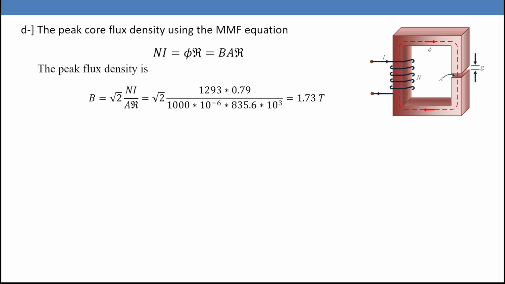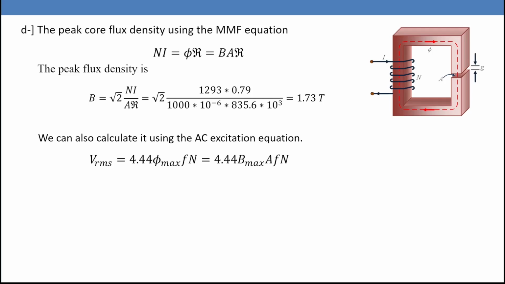So B equals root 2 Ni over A reluctance, and you are going to have the value here, 1.73 Tesla. N is calculated from the previous slide, the current is calculated before, and the reluctance is calculated as well. Can we calculate the flux density from another equation?